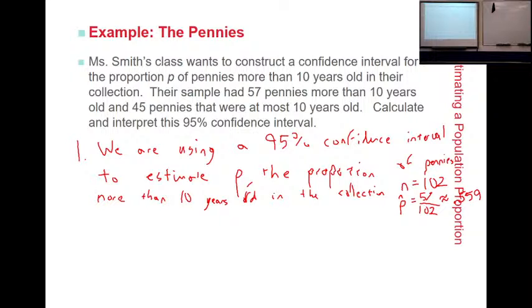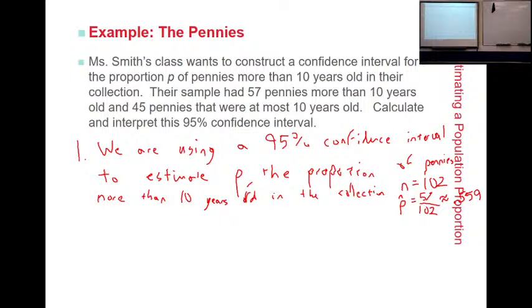So that is step one. We're going to say that we're doing a 95% confidence interval. We're going to define the variable that we're estimating here. That is our step one. That's the information that needs to be written down in step one.